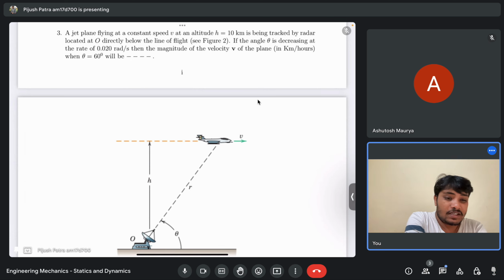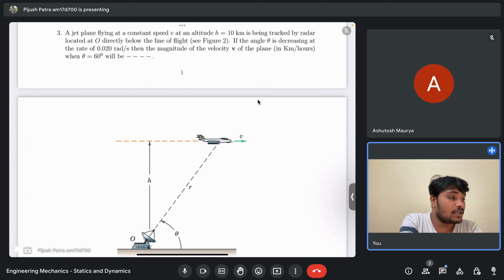So that means it's a completely simplified problem. In reality the station might not be exactly below, so they are neglecting the z coordinate in this case. Anyway, h is given, which is 10 kilometers. If angle theta is decreasing at a rate of 0.020 radian per second, then find the magnitude of the velocity v of the plane in kilometers per hour when theta, the angle with the horizontal of the line from the plane to the station, is 60 degrees. So the height is given, the angle is given, and how that angle is changing with respect to time is given.